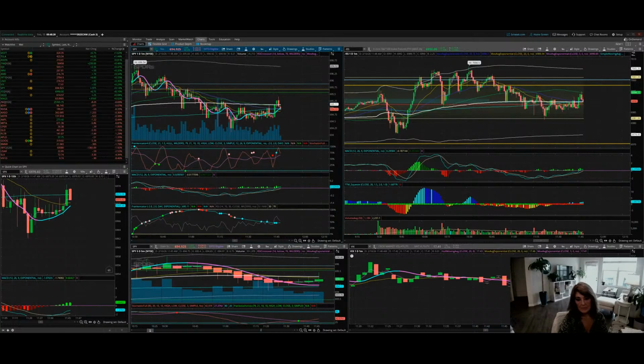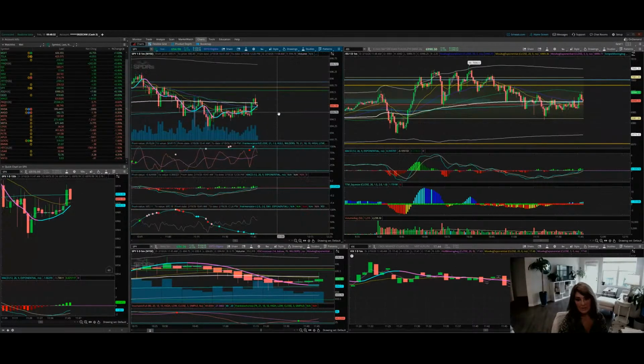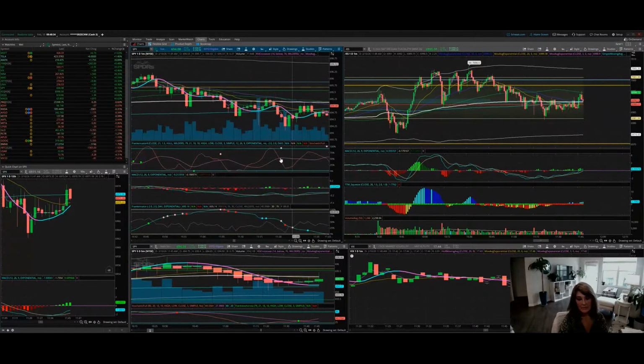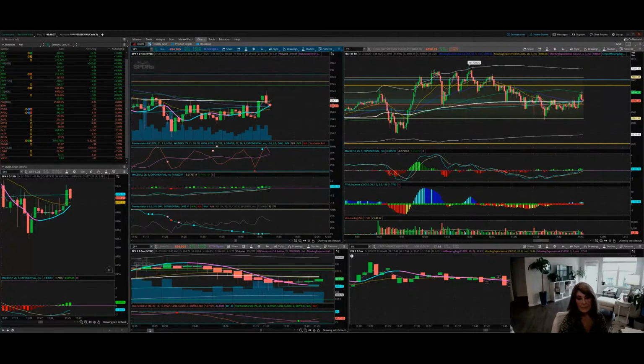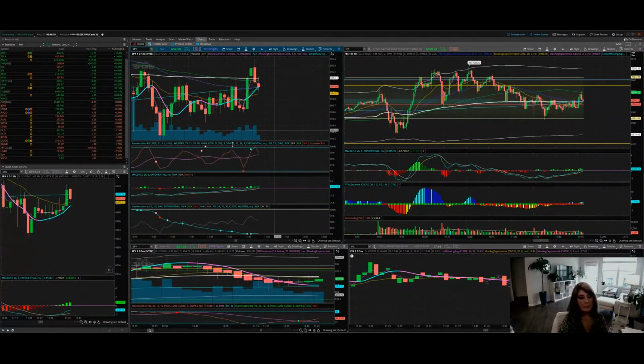So currently under the VWAP just by a little bit. There's a little move down for us. That's nice. Back into range. That's good.